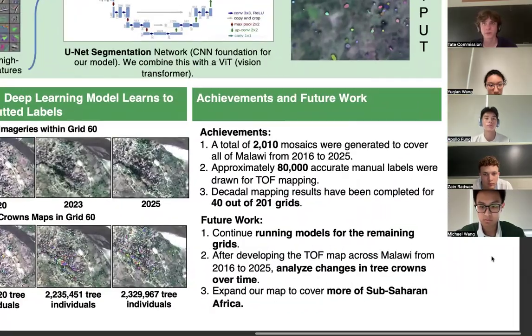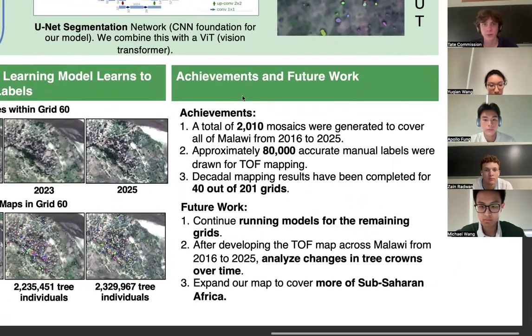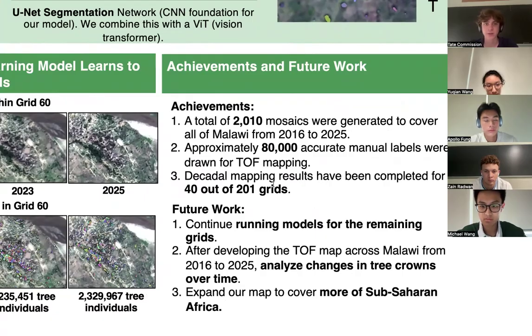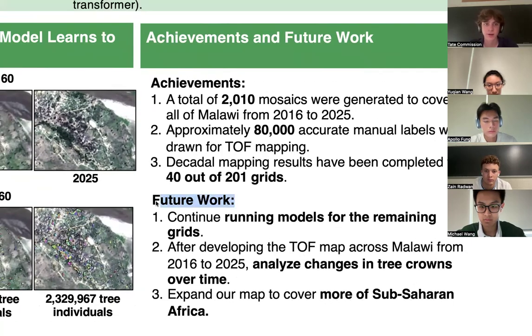And finally, as an overview of our hard work this summer and our future work, we've generated over 2,000 mosaics over the 10 years and over the entire area of the country of Malawi. And as Michael mentioned earlier, we drew 80K manual labels. It was hard, meticulous work this summer. And decadal mapping, that means mapping over 10 years, we've completed for 40 out of 200 grids. So we're about 20% done, and we're going to continue the work over the rest of the summer and into the fall.